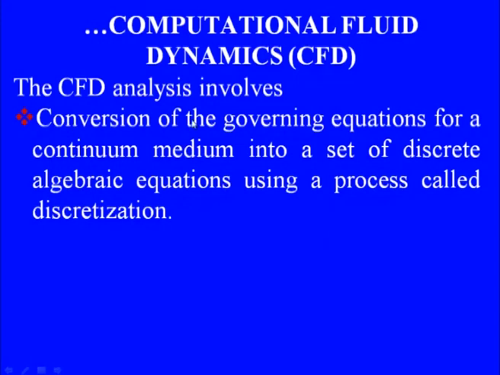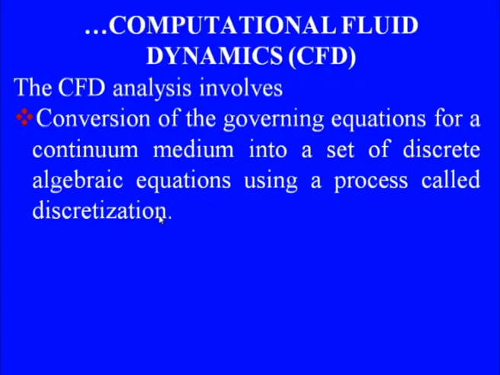So, thus we can summarize what CFD involves. The CFD analysis involves conversion of governing equations for a continuum medium into a set of discrete algebraic equations using a process called discretization. The computers can only work with discrete numbers. They cannot solve our continuum problem as such, but they are very powerful to deal with what we call number crunching. So, the first process which CFD analysis would involve is to convert our continuum governing equations into a set of algebraic equations, and this particular process is referred to as discretization.